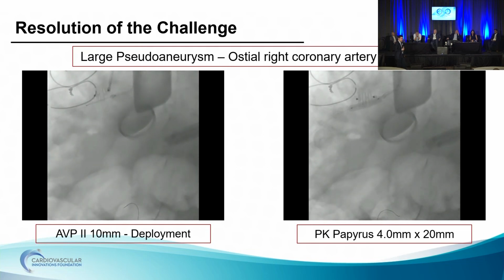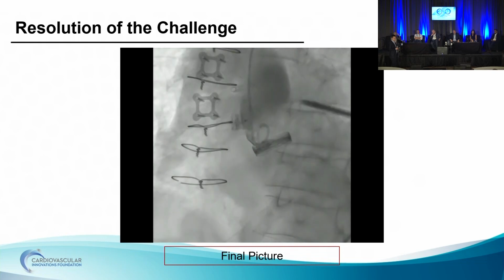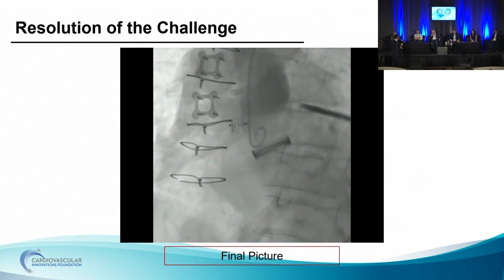And you can see we have our PK Papyrus ready in place, and we proceeded with the PK Papyrus placement. We tried to keep the ostium of the Papyrus a little bit outside where the proximal disc of the plug is, so we can maintain adequate flow to the right. And that's our picture. Yeah, a type of snorkel.